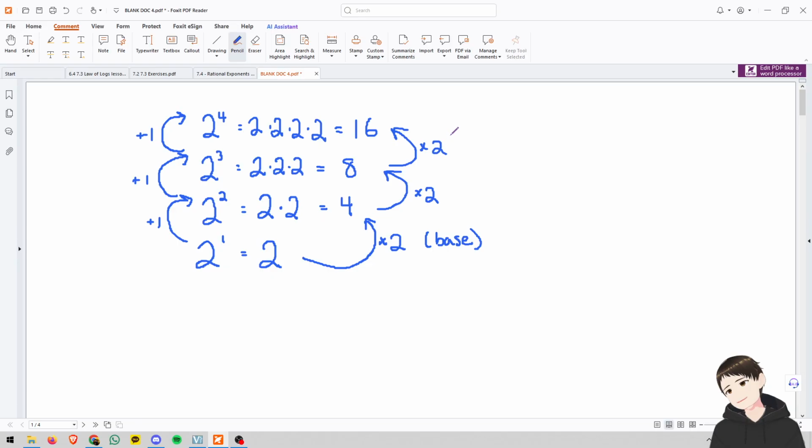I hope everyone's good. We're going to use the same pattern to show that it is consistent with our exponent law number 4. That is, what happens when the exponent is a 0.